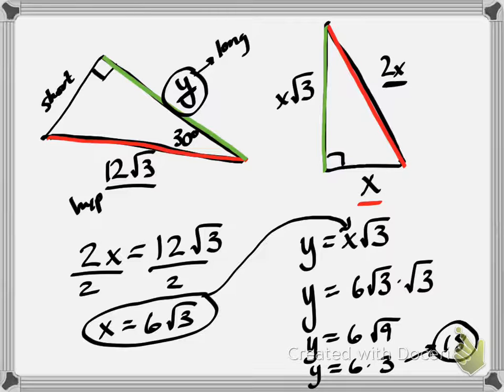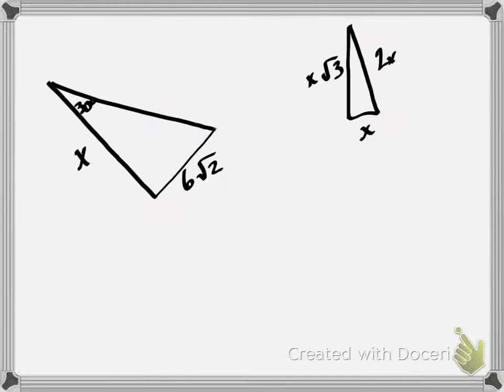All right, so let's take a look at the next problem. Again, we have a 30, 60, 90 triangle, and I want to figure out where the sides correspond. This is the short side of this 30, 60, 90, and it's going to correspond to this short side of the 30, 60, 90. So let's set that up. X is equal to 6 square root 2.